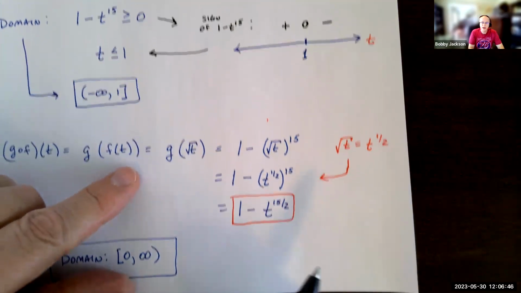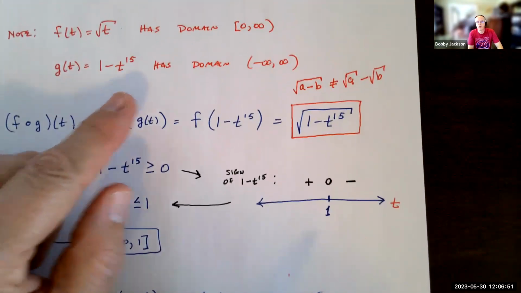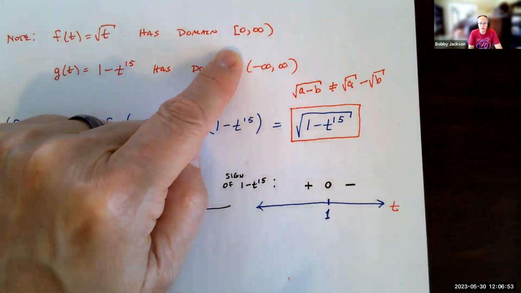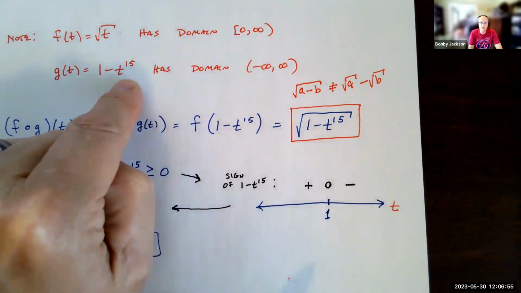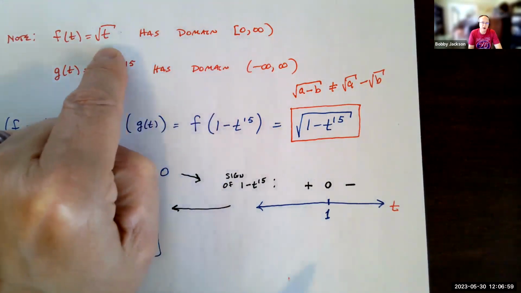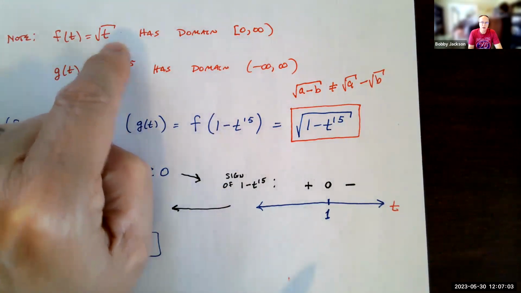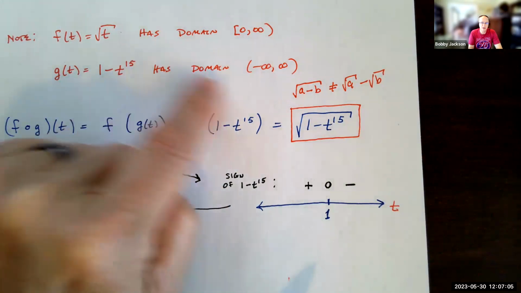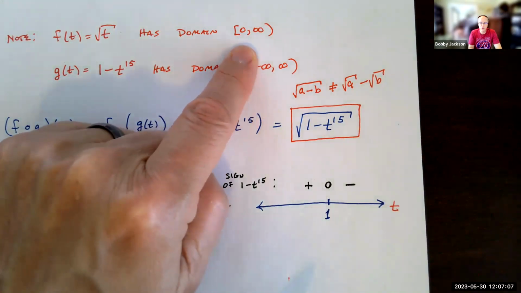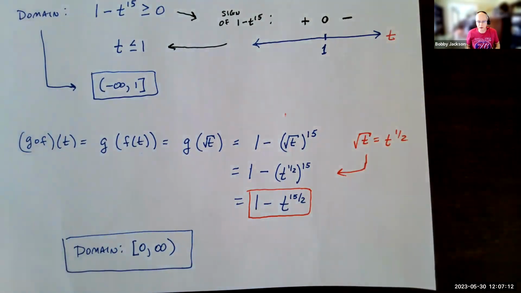What about the domain here? Well, we're starting with the function f of t, which is the square root of t. So remember that domain is everything greater than or equal to 0. And that's plugged into this function, but it doesn't matter what comes out of the function f of t, which, by the way, is always going to be a non-negative number. But the point is the domain of g of t is all real numbers. So this is the only restriction we have. The domain is everything greater than or equal to 0. Okay, hope this helps.